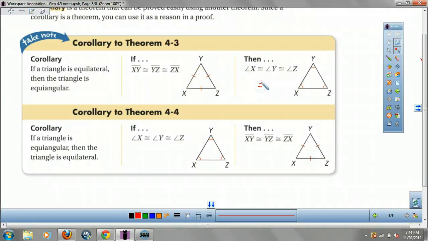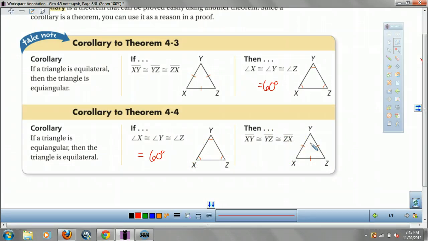And not only that, I'm going to add this since they're triangles. It also equals 60 degrees. Because what's 180 divided by 3? 60. So equilateral triangles all have all angle measures equal to 60 degrees, and all sides are congruent. Now, in reverse, if all your angles are congruent and they all equal 60 degrees, then it's equilateral and all sides are equal.